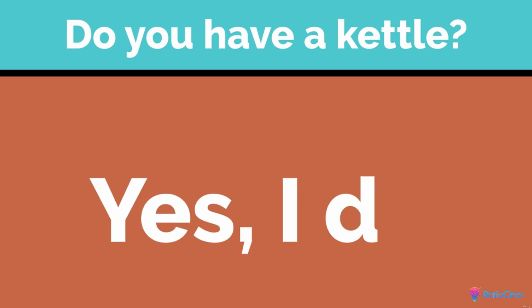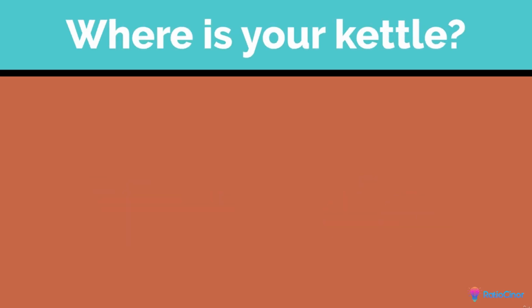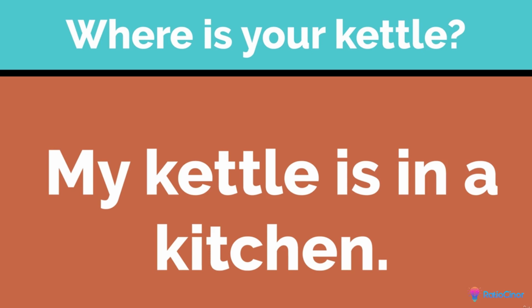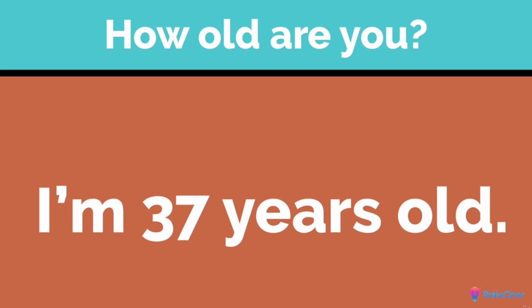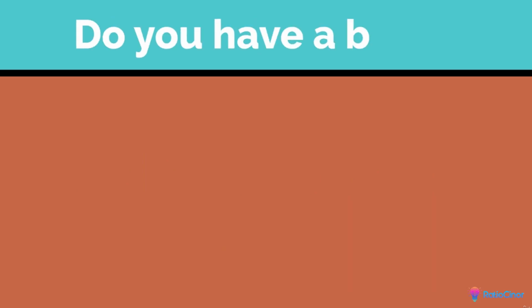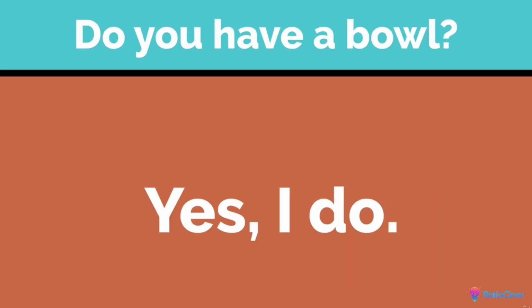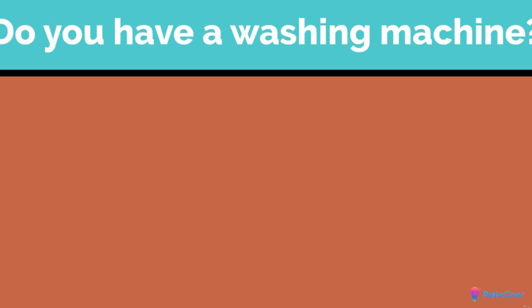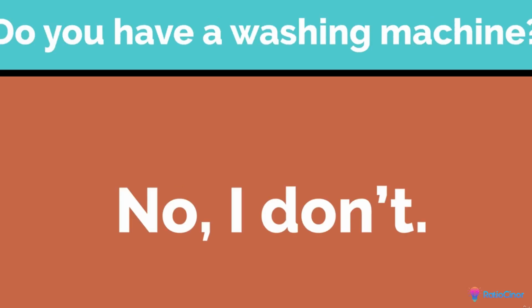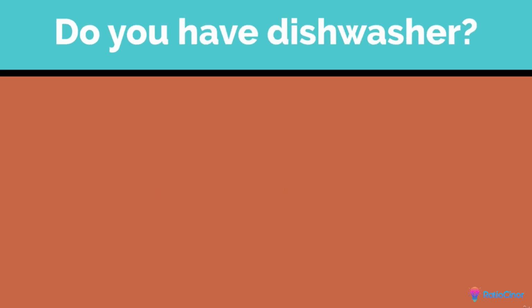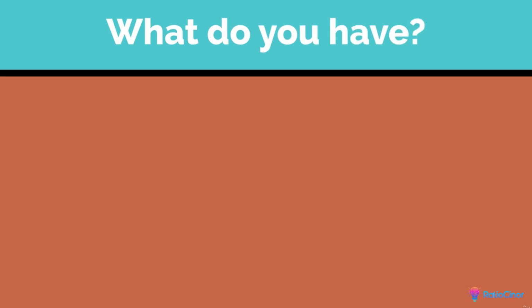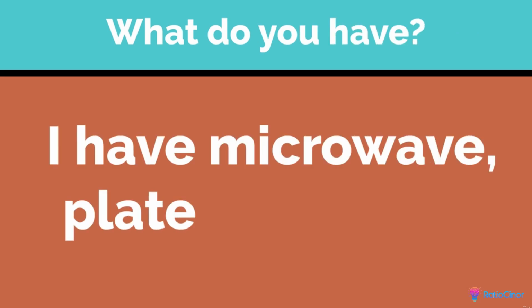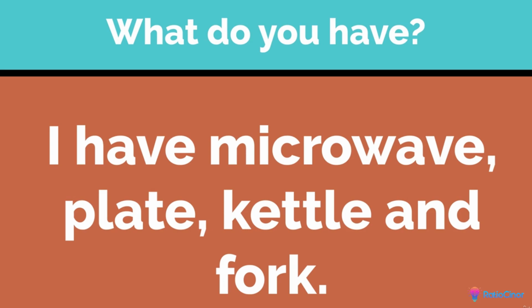Practice. Do you have a kettle? Yes, I do. Where is your kettle? My kettle is in the kitchen. How old are you? I'm 37 years old. Do you have a bowl? Yes, I do. Do you have a washing machine? No, I don't. Do you have a dishwasher? Yes, I do. What do you have? I have a microwave, plate, kettle, and fork.